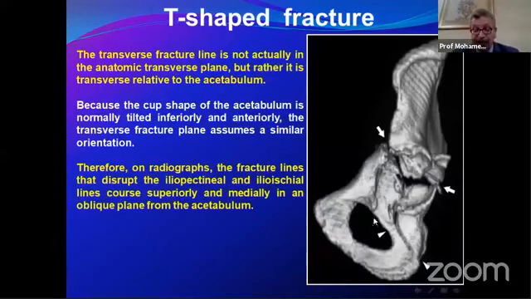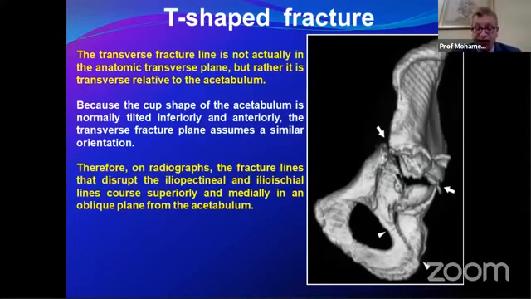This is the T-shaped fracture. The transverse fracture line is not actually in the anatomical transverse plane, but rather it is transverse relative to the acetabulum. We all know the acetabulum has an orientation and inclination, because the cup shape of the acetabulum is normally tilted inferiorly and anteriorly. The transverse fracture plane assumes a similar orientation, with the inclination and anteversion of the acetabulum.